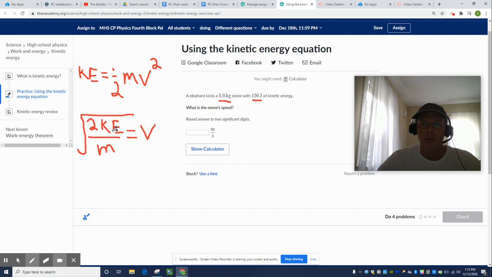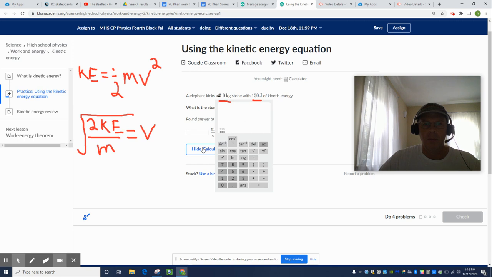What are we doing? 2 times the kinetic energy is 300. 300 divided by 5 is 60. And then the square root of 60 is going to be, 7? Hang on. Well, 7 squared is 49. 8 squared is 64. So, 7 point something.